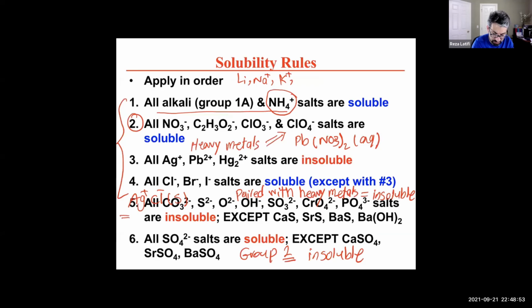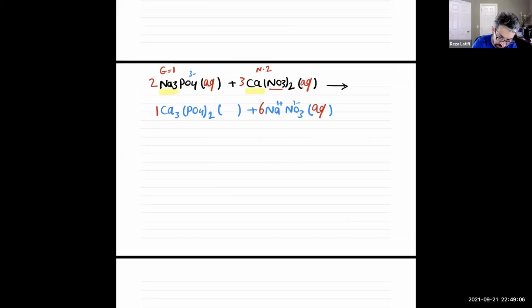Now let's check calcium phosphate. We're talking about rule number 5. Phosphate is not going to be soluble; it will be insoluble. So you say this one will be solid. The reaction that you have until now is the overall molecular formula. So you got the reaction balanced and you wrote the state of each compound. Next step, I want you to break this down into ions.